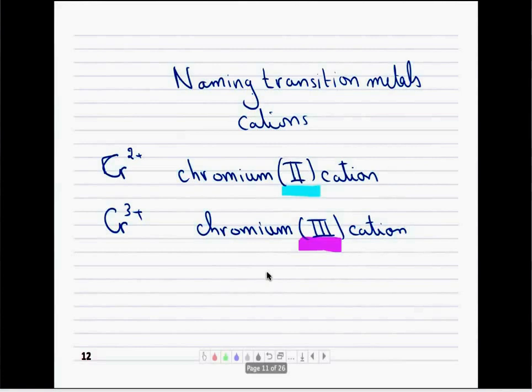It couldn't be, for example, here, a regular 2. That's going to be considered wrong. Okay? So here is how to name both chromium 2 plus and chromium 3 plus, and we follow that with cation. Okay?